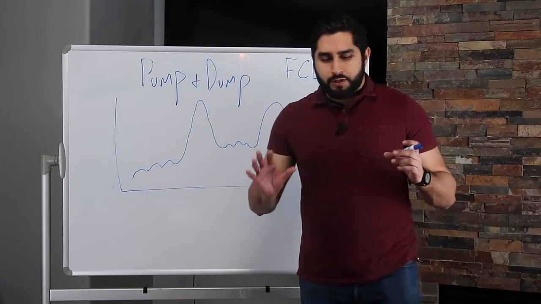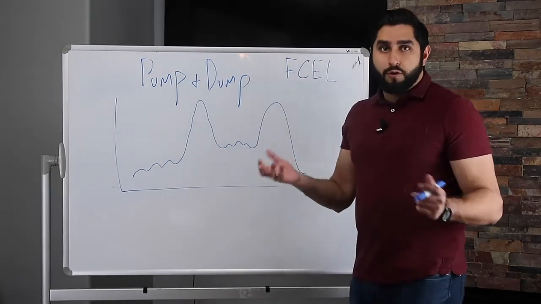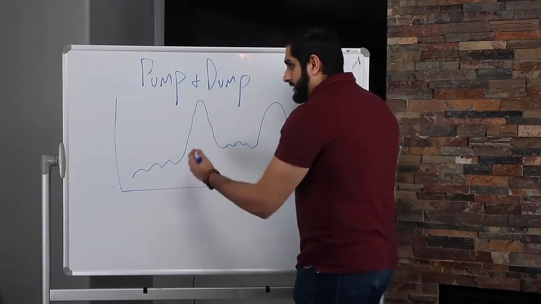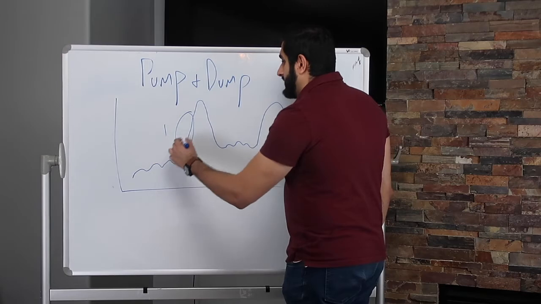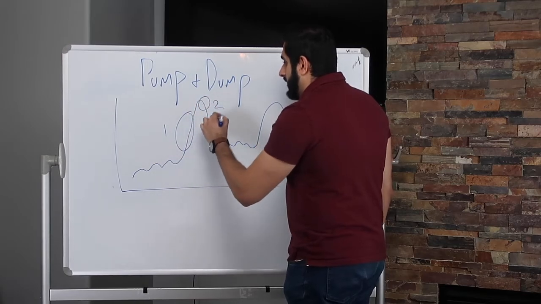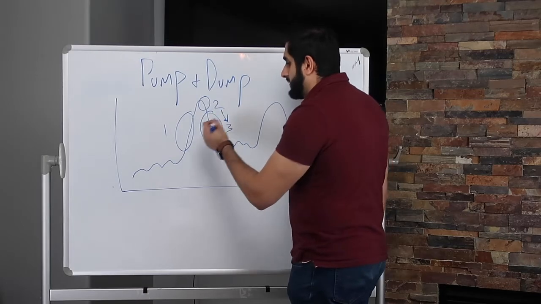First, let's go into what a pump and dump is. There are three parts of the pump and dump, just like pretty much any other trade. The first part is the pump. The second is the sell-off. And the third, which corresponds to the sell-off, is the dump.